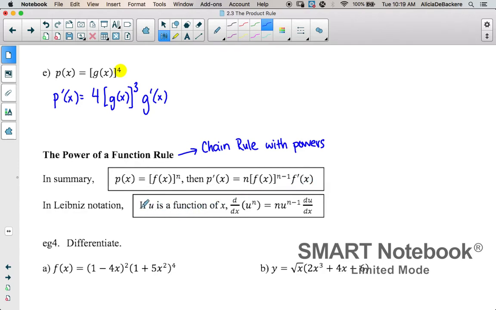In Leibniz notation, if u is a function of x, then to take the derivative of u to the power of n in terms of x, I take that power n, bring it out front, and then leave the original function subtracting 1 from the exponent, and then I take the derivative of that inner function u.